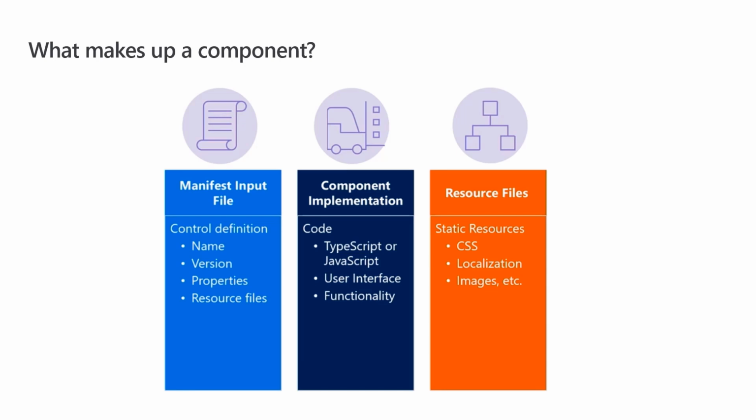At the heart of it, you have a manifest file which basically describes the control itself: the name, the version, the properties it uses, and any resource files that are there, which includes the implementation files as well as resource files like CSS and other localization files that you might have. You have the component implementation itself. So this is where you're actually writing the code.